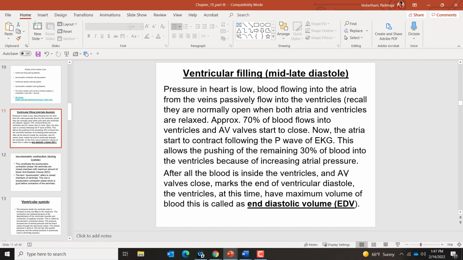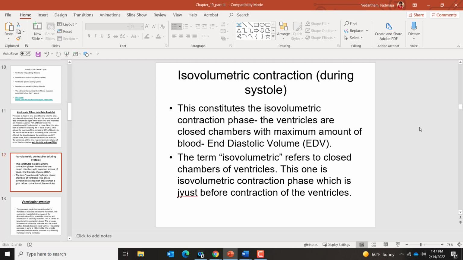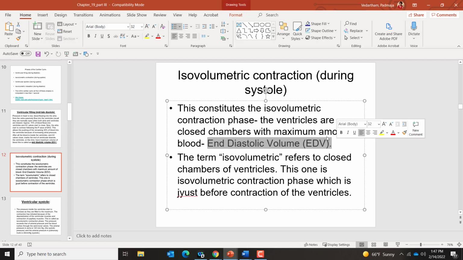Once the valves are closed, the ventricles are now closed chambers, right? And they have the maximum amount of blood, called the end diastolic volume. So this is called the end diastolic volume. The ventricles are now depolarized, and they are about to contract. It hasn't contracted yet.